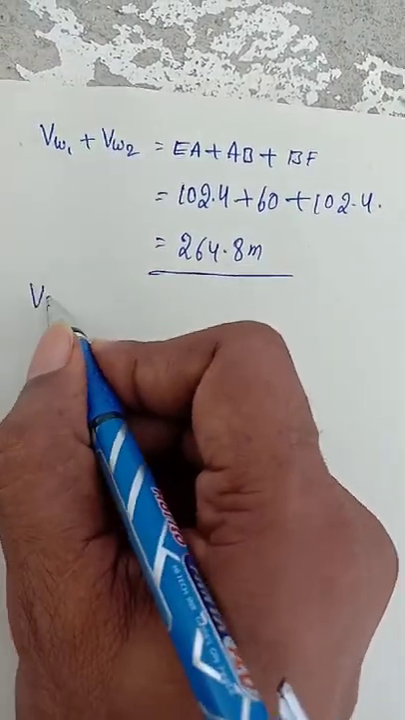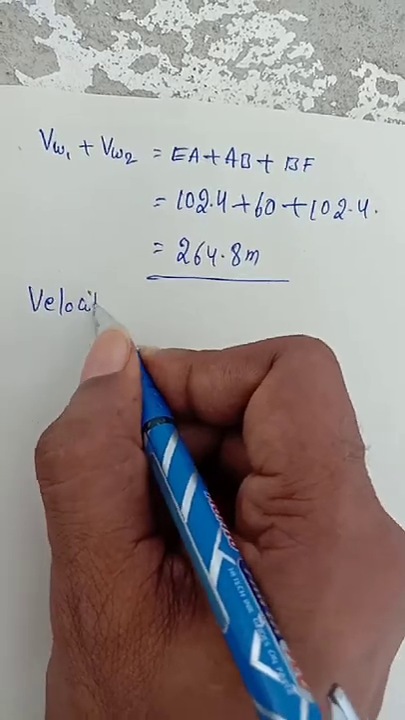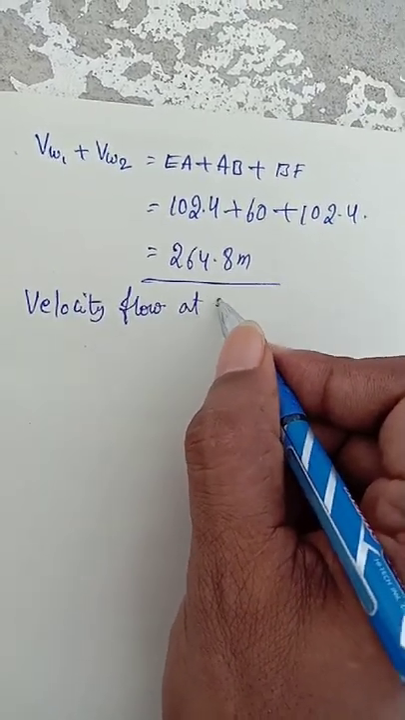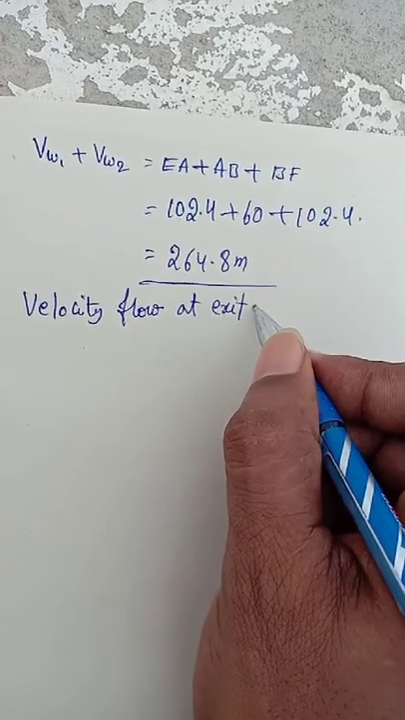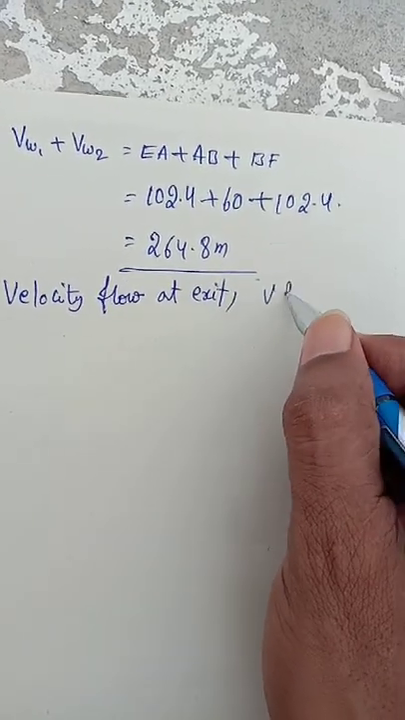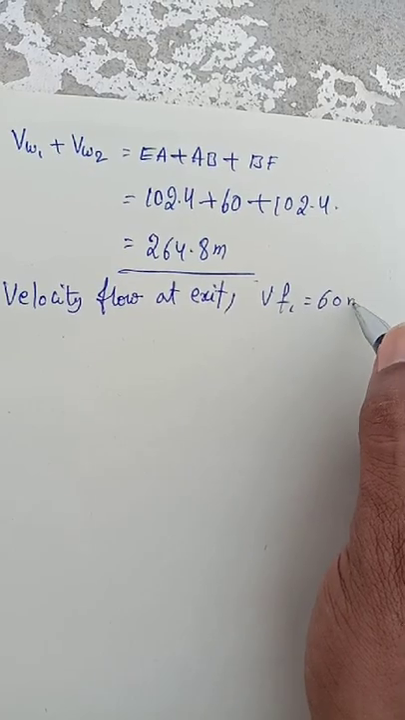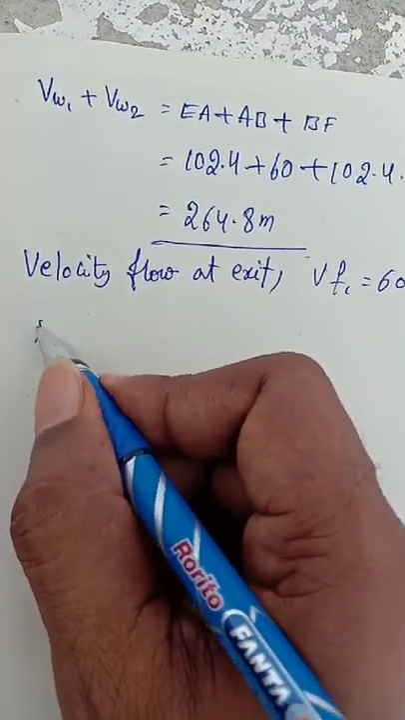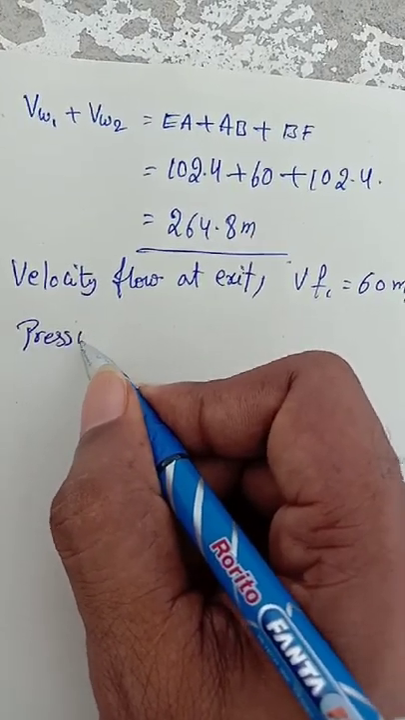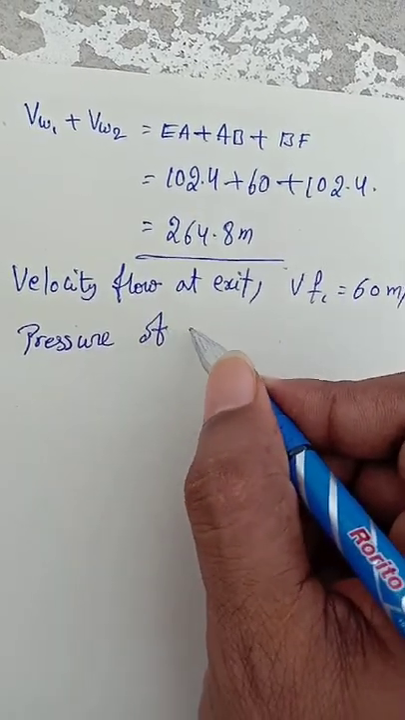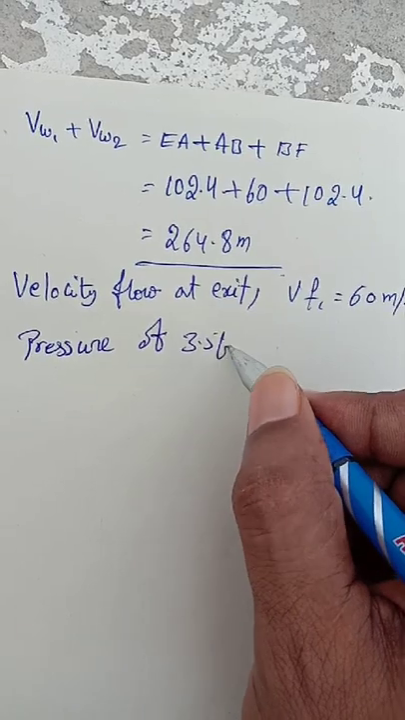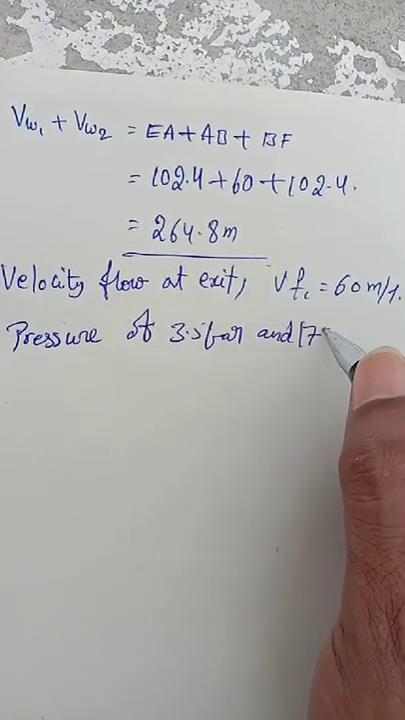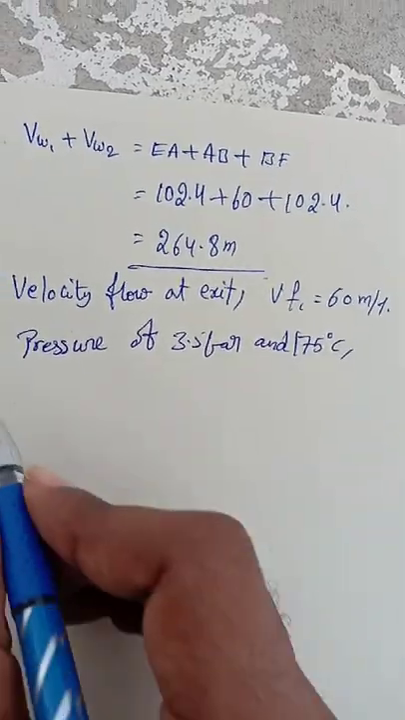Okay, now velocity flow at exit. So VF1 is equal to 60 meter per seconds. Okay, now pressure of 3.5 bar and 175 degrees Celsius.